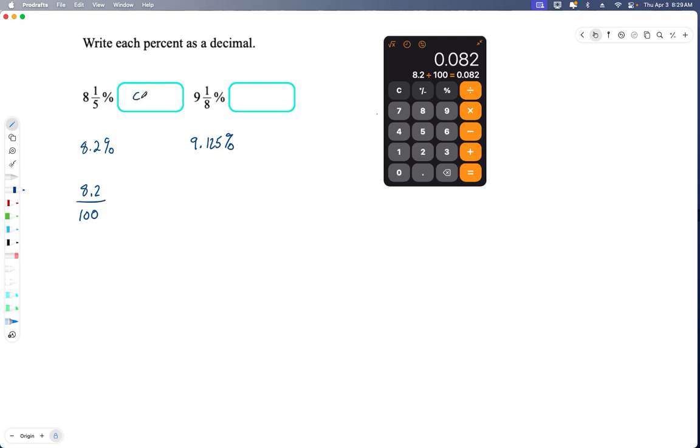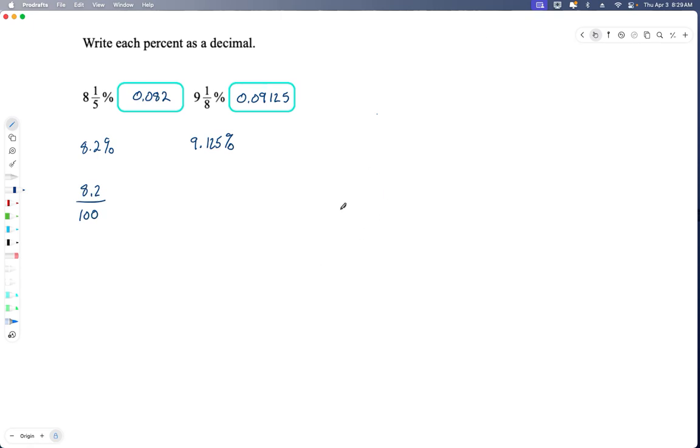And that's going to be 0.082. And then 9.125 divided by 100 is going to be 0.09125. That would be your answer. Okay, so that is all you had to do for those. Convert this to a decimal and then divide this number by 100.